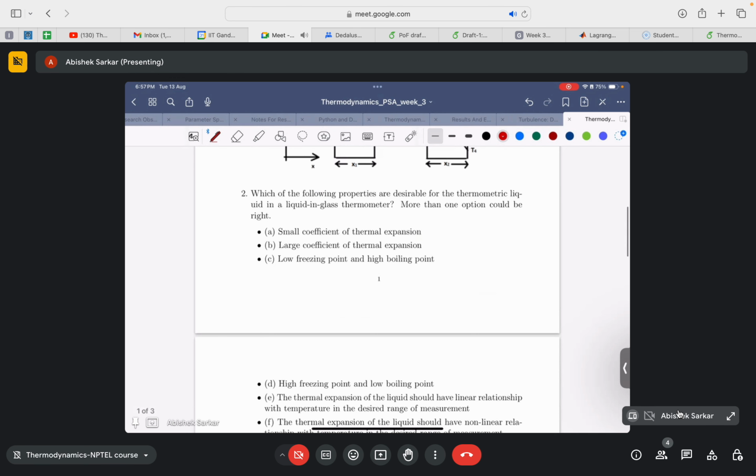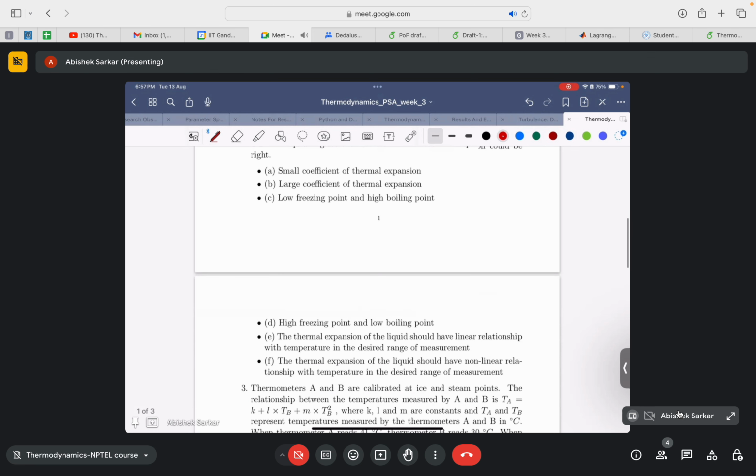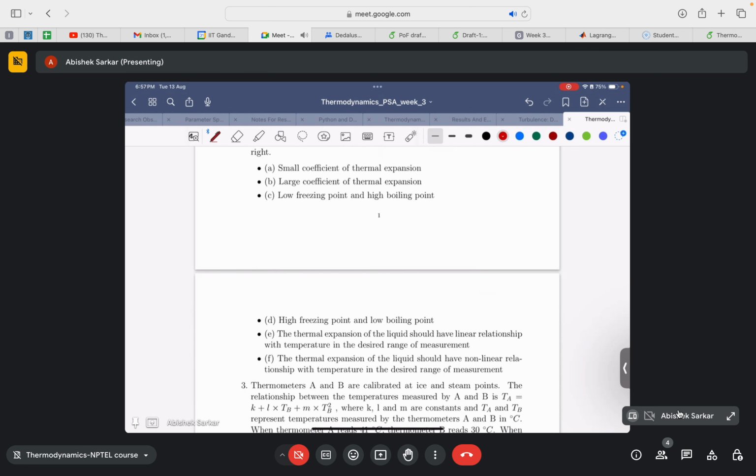Similarly, we have the second question. Which of the following properties are desirable for a thermometric liquid in a liquid in glass thermometer? More than one option could be correct. These are the 6 options given: small coefficient of thermal expansion, large coefficient of thermal expansion, low freezing point and high boiling point, high freezing point and low boiling point, thermal expansion of the liquid should have a linear relationship with temperature in the desired range of measurement, and thermal expansion of the liquid should not have a linear relationship with temperature in the desired range of measurement.